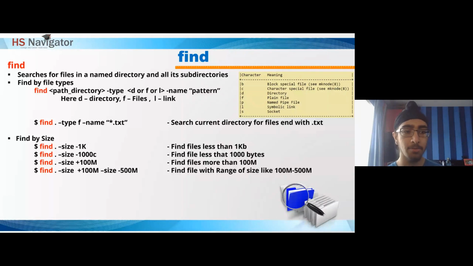A basic example is find . -type f -name "*.txt". Dot means your current directory, and the type is either f, d, or l. D is a directory, like a folder, f is a file, and l is a link. So you want to find everything in my current directory.